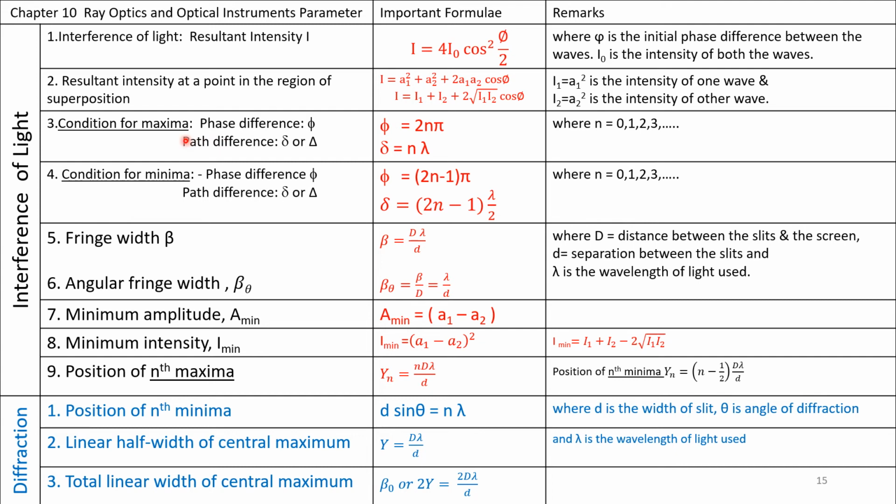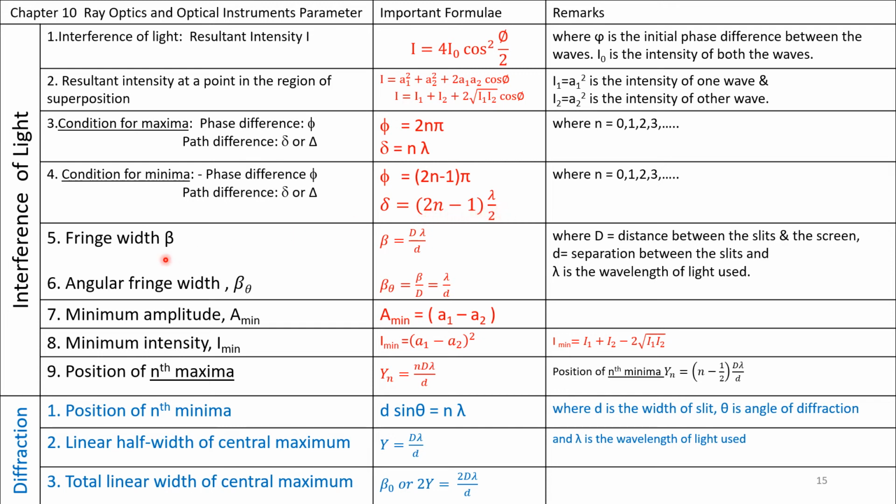Formula 3. The condition for maxima in interference. Phi should be 2n pi, where n is equal to 0, 1, 2, 3. And the path difference delta is equal to n lambda. Condition for minima. The phase difference should be phi is equal to (2n minus 1) into pi. Please note the difference in phase between maxima, where it is 2n pi, and (2n minus 1) pi for minima. And delta is also (2n minus 1) into lambda by 2.